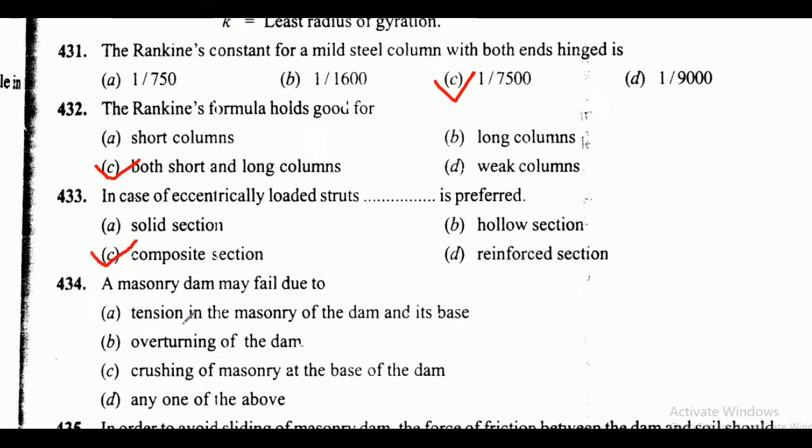Next is a masonry dam may fail due to, options are tension in the masonry of the dam and its base. Next option is overturning of the dam. Next option is crushing of masonry at the base of the dam. Option D is any one of the above. So here the correct answer is option D, that is any one of the above.